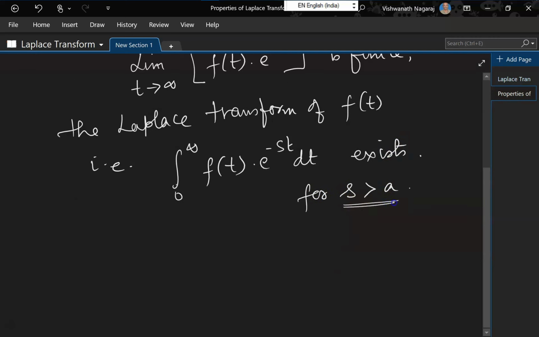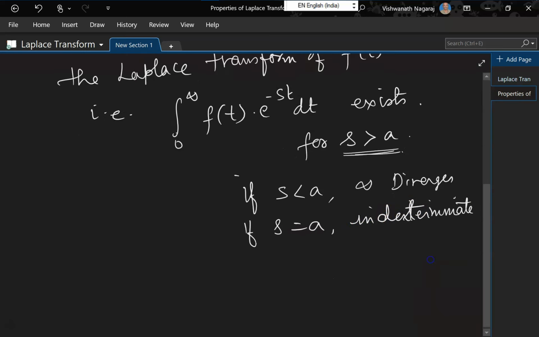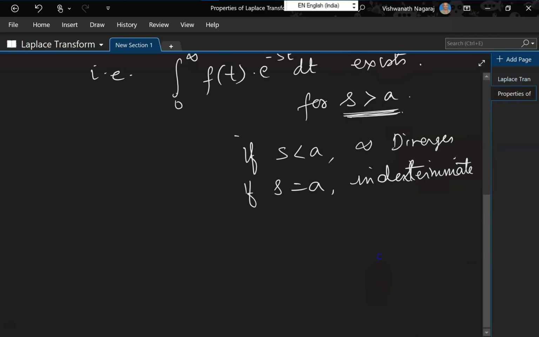And why this condition should be true for this to work out is because if s is less than a, then what will happen? It will go to infinity, that means it diverges. If s is equal to a, then it will become indeterminate, right? So that is why the condition has to be satisfied. s should be greater than a.